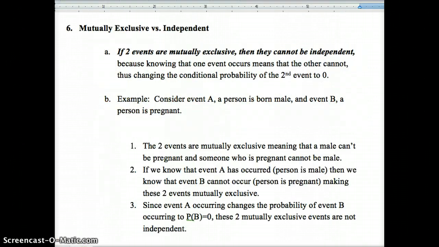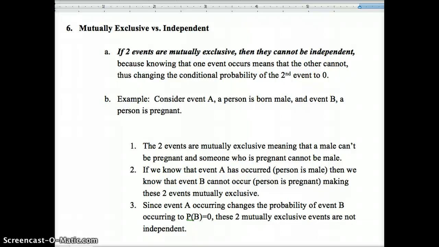Here's a huge concept: mutually exclusive versus independent. We talked about independence. Let's look at what mutually exclusive means. Mutually exclusive means two events do not occur together. If event A occurs, then event B does not occur. So if event A is defined as attending school and event B is defined as being absent at home all day, then those two events are mutually exclusive. If you're absent at home all day, you cannot be present at school all day.